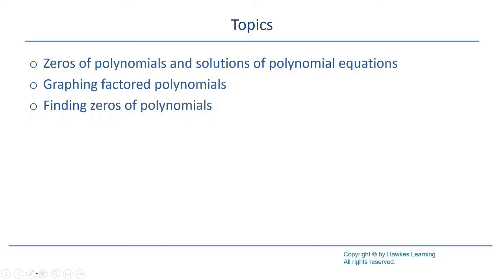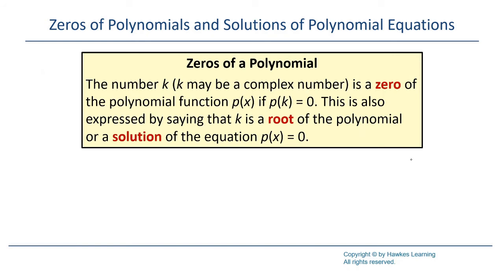Graphing factored polynomials and finding zeros. Finding the zeros is probably the most familiar thing for polynomials with all of this. So the zeros of a polynomial is the same thing as saying what is the root of a polynomial or what is the solution to the polynomial equaling 0.